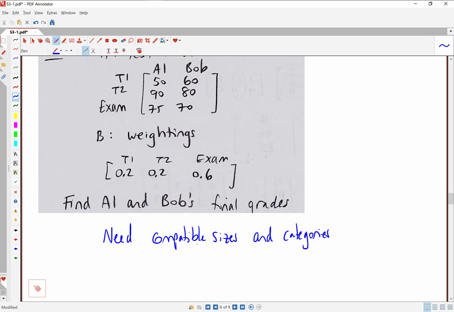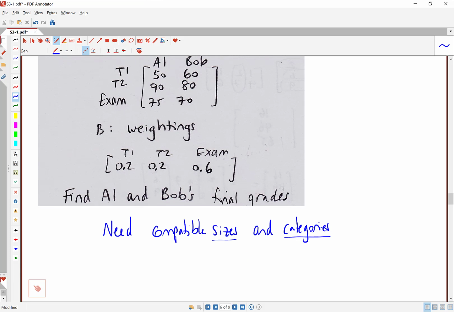So we've already talked about how the sizes of the matrices have to be compatible when we're doing matrix multiplication. But if you're solving a real-world problem, you also need the categories to be compatible. So let's figure out what exactly we mean by that by working with these 2 matrices.